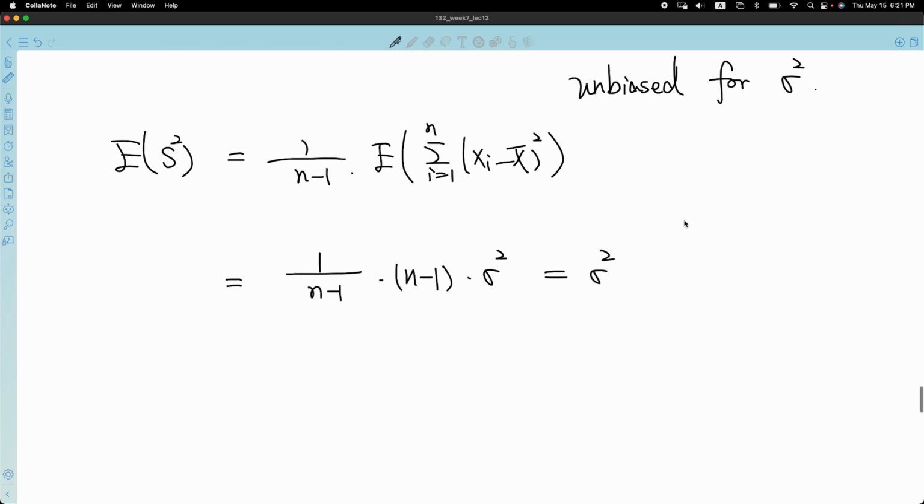Okay, next, let's check. So we know that S square is unbiased. Let's check whether this S square is efficient and consistent or not. That is what we're going to do next. Do you guys need a break? Okay, so let's come back in 5 minutes.